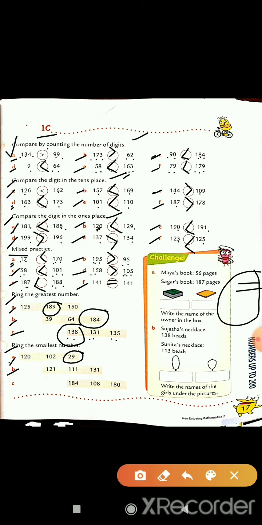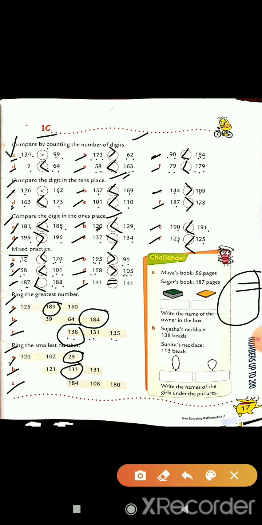Next, B, 121, 111, 131. Here 3 of them are 3-digit numbers. So compare it at tens place. 121 is having 2, 111 is having 1, and 131 is having 3. So 1 is smaller than 2 and 3. So which is the smallest number? 111.